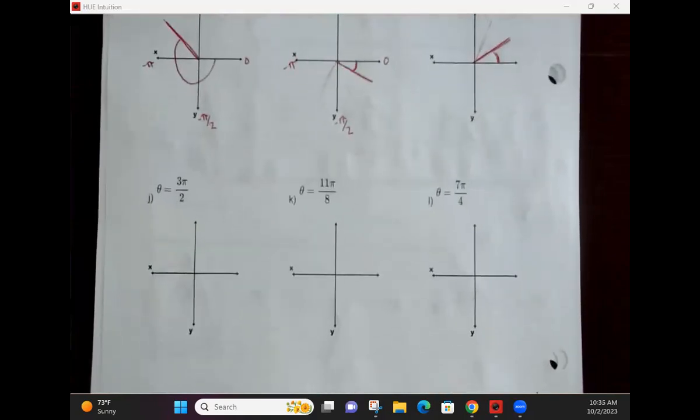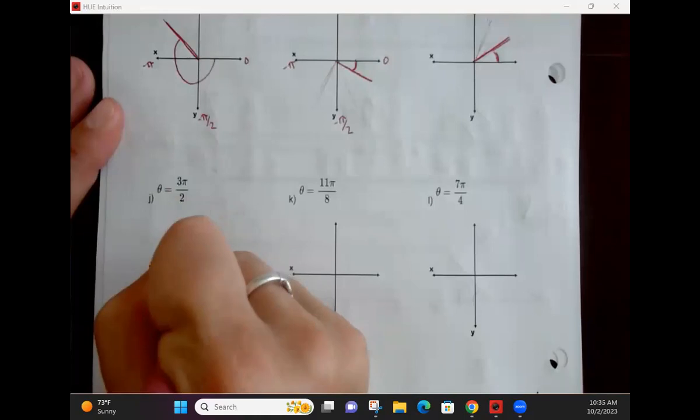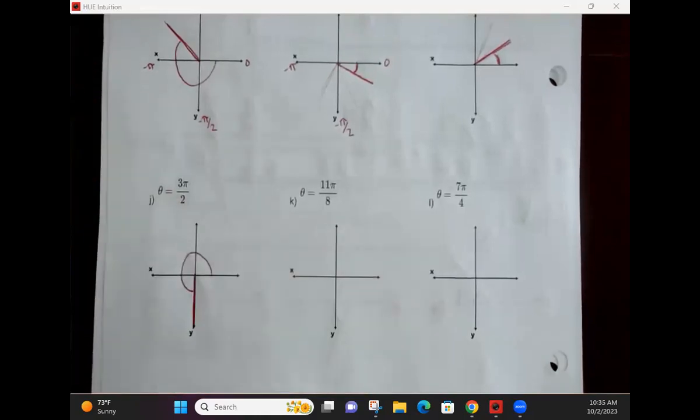Three pi over 2. Where's that going to live? On the which y-axis? Positive? Negative y-axis. Good. That's going to be all the way down here. 3 pi over 2, right? The more you do it, the easier it gets.